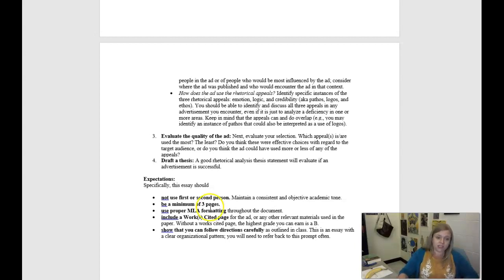It needs to be 3 pages, proper MLA formatting. If you have any questions about that, let me know, because I can show you what it would look like. I do want you to have a works cited page, but the only thing that you're going to cite is the ad itself. So we'll look at how to cite an ad at some point. Okay, and then obviously show that you follow directions. And so we'll talk a lot about how this is going to be set up and kind of what we're looking for and what a thesis will look like, but we'll go over that a little bit later.